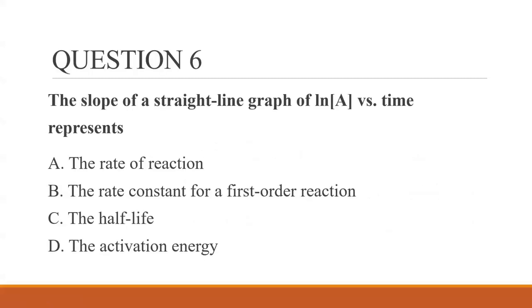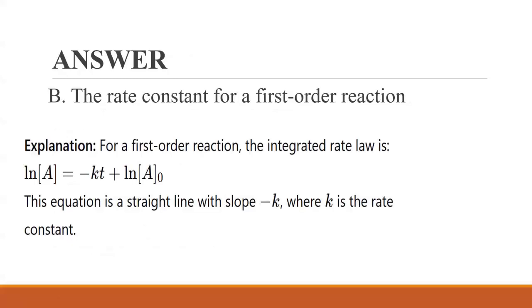The slope of a straight line graph of natural logarithm of the concentration of A versus time represents: A, the rate of reaction; B, the rate constant for a first order reaction; C, the half-life; D, the activation energy. What do you think is the answer? You can always pause and think. So the answer is B, the rate constant for a first order reaction.